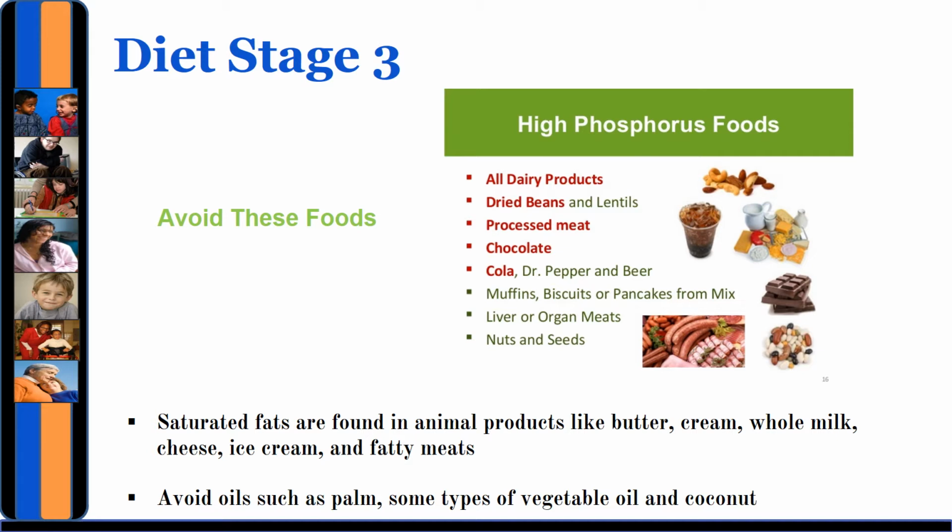Avoid saturated fats that are found in animal products such as butter, cream, whole milk, cheese, ice cream, and fatty meats. Avoid oils such as palm oil, coconut oil, and some types of vegetable oil. Have a low sodium diet. And it's good to include some water-soluble vitamins, but ask the doctor what's recommended so you have the right amount and not too much vitamin C.